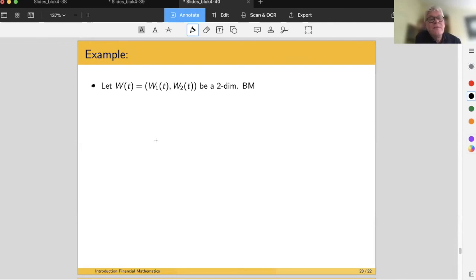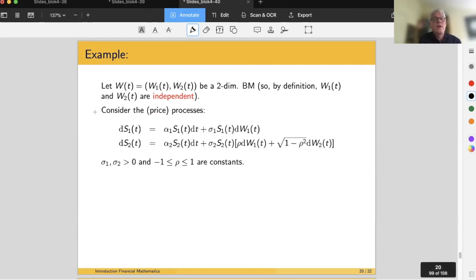Let W_t be a vector valued Brownian motion, (W1_t, W2_t), a two-dimensional Brownian motion. And so by definition, W1 and W2 are independent. And now let's consider the price process, now a two-dimensional price process. The stock price process, we have seen it previously, is a geometric Brownian motion.